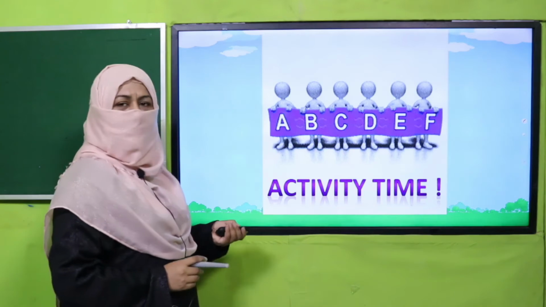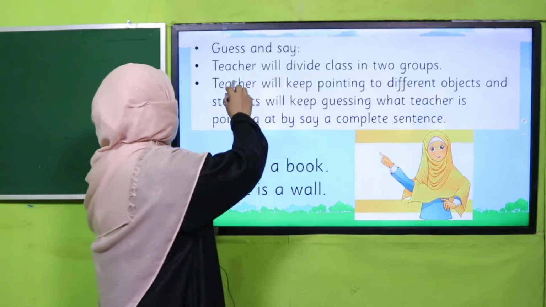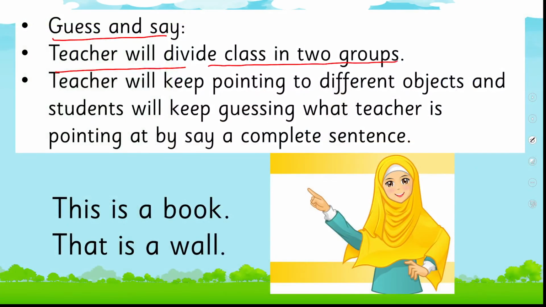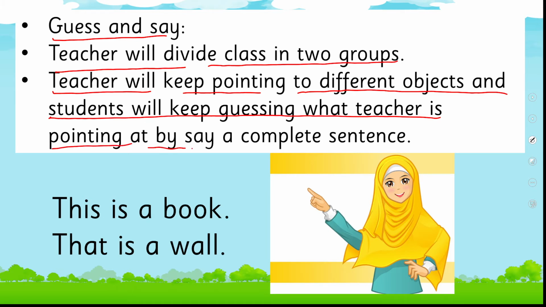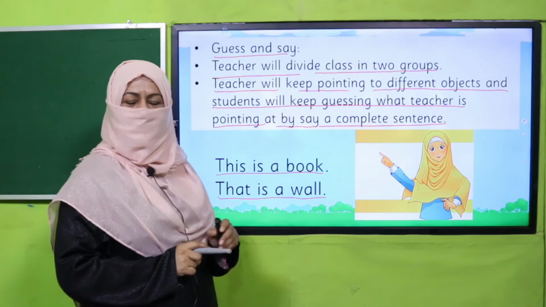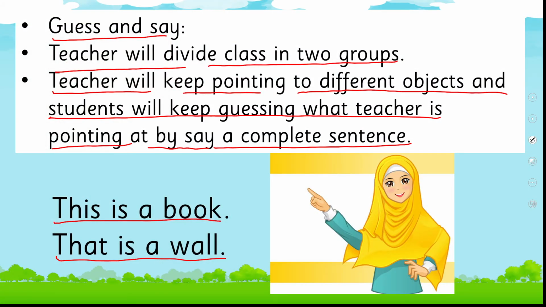Okay, let's practice it through an activity. Are you ready for that? All right. So the activity is guess and say. The teacher will divide the class in two groups and will keep pointing to different objects, and students will keep guessing what the teacher is pointing at by saying a complete sentence. For example, the teacher is pointing and you will say, this is a book. And the teacher is pointing, you will say, that is a wall. Likewise, the teacher will keep pointing and you will keep guessing. Be smart to guess the correct thing and by using correct pointing words. Okay, pause the video, enjoy this activity and then come back.